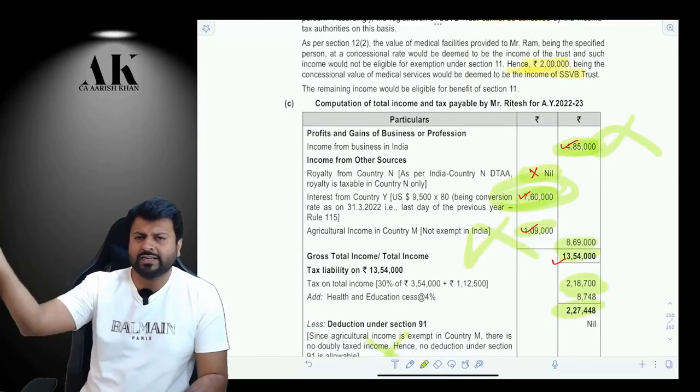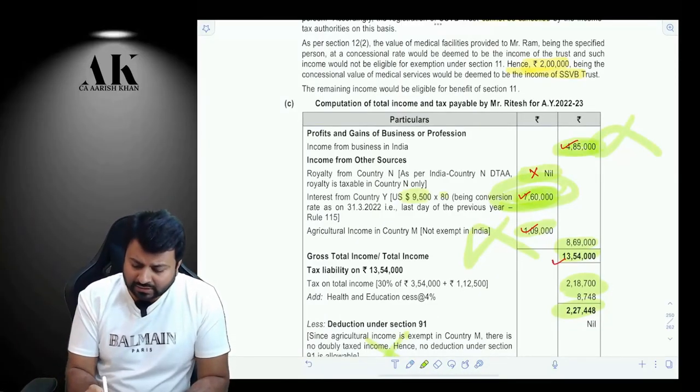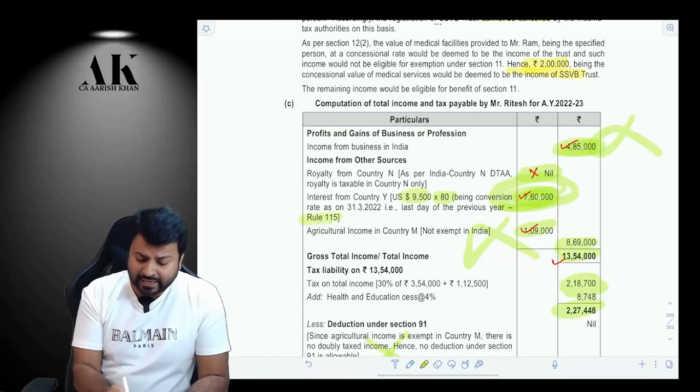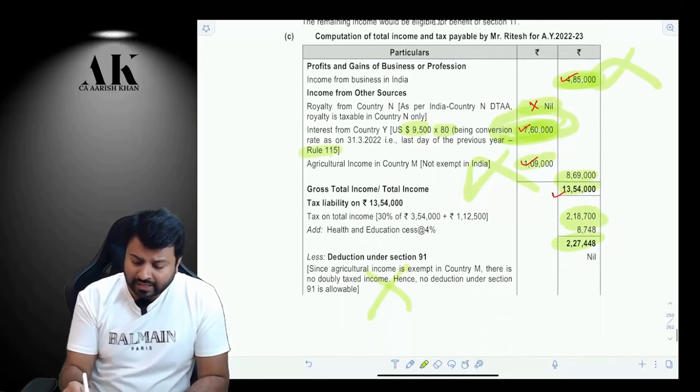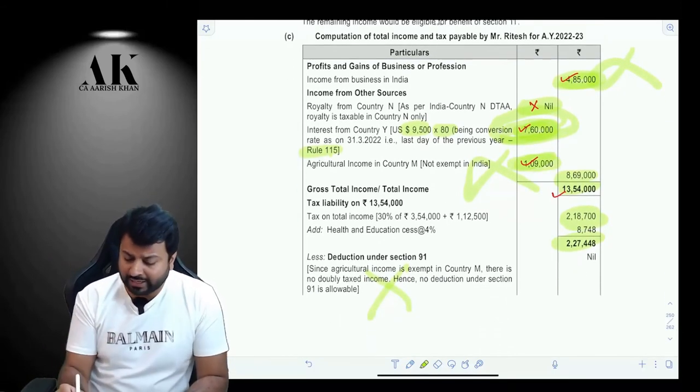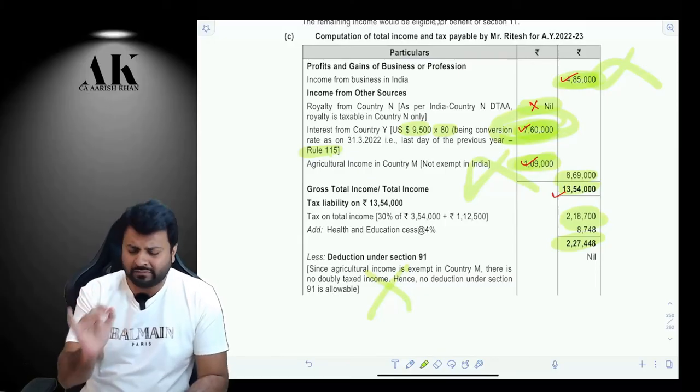Royalty, because in country N it is taxable, you will not take. And this you will convert, 9,500, as per TTBR as of the last date, as per rule 115. And after doing all these things, you will take agriculture income from country M. After doing all these things, you will apply the normal tax rate. 115 BSC should not be followed.